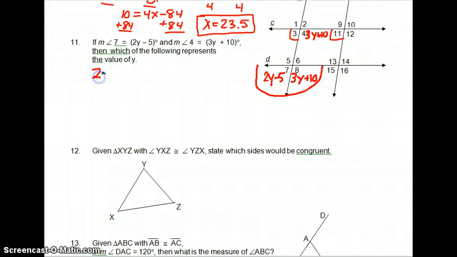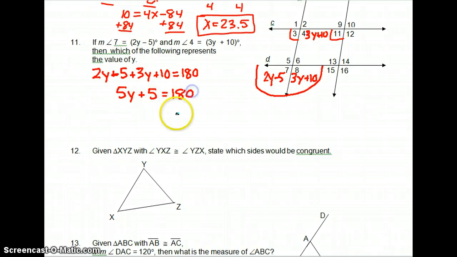So I'm just going to write 2y minus 5 plus 3y plus 10 equals 180. 2y plus 3y gives me 5y. And then I've got a negative 5 and a positive 10, so it's going to be positive 5 equals 180. I subtract 5 from both sides. Gives me 5y equals 175.